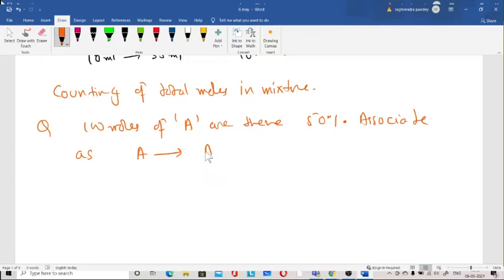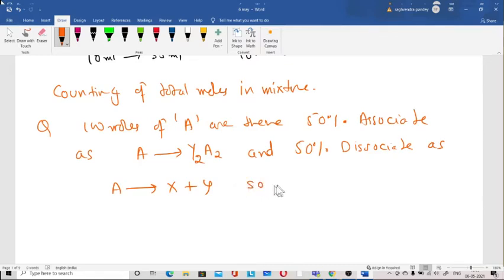and 50% dissociate as A gives X plus Y. So what are the total moles in the mixture? Please calculate it.